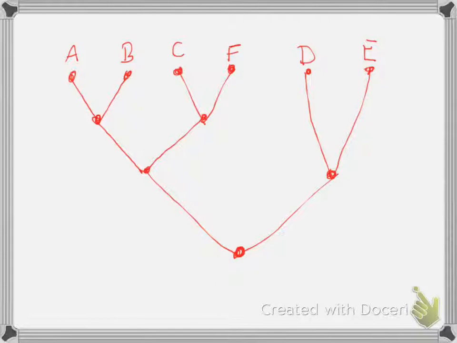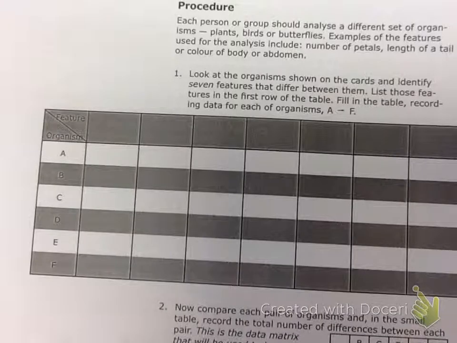On this page in your packet, you are going to start listing characteristics that they have. Okay? That top row is going to be characteristics that they have. And you're going to list what's present for each of those organisms. So we're going to start the process.